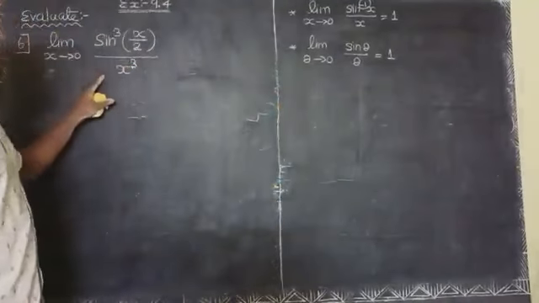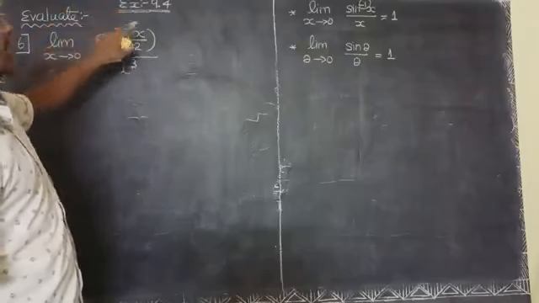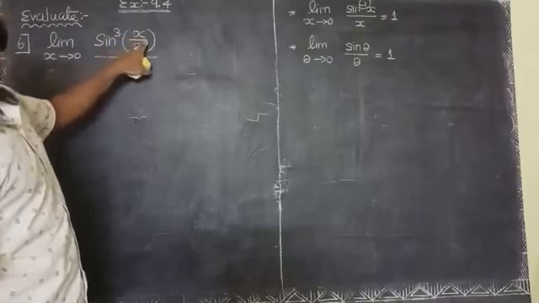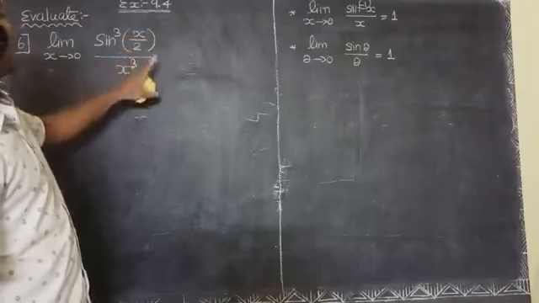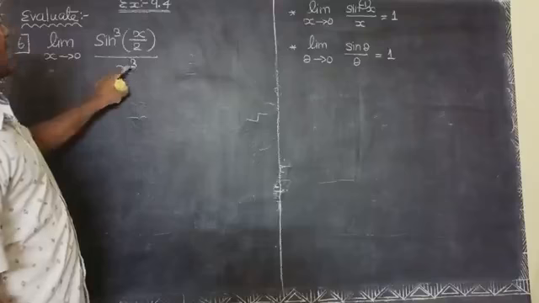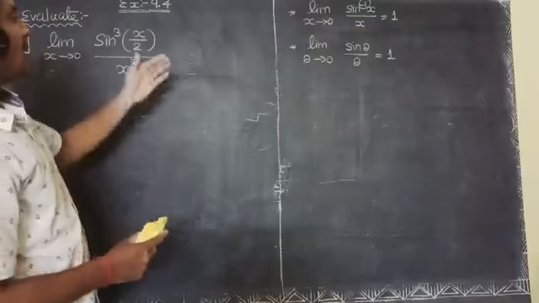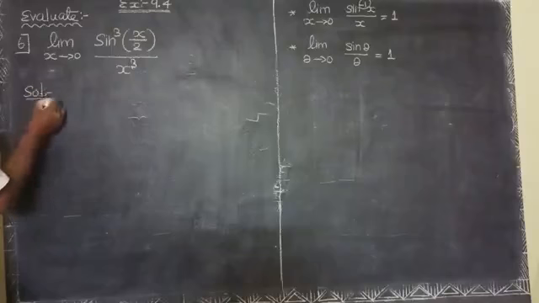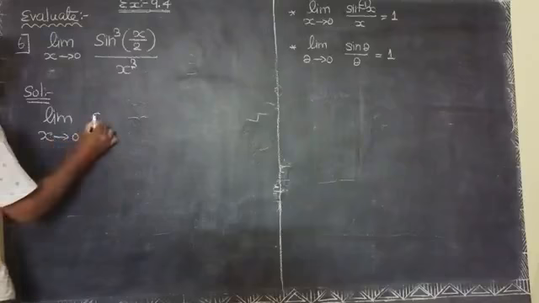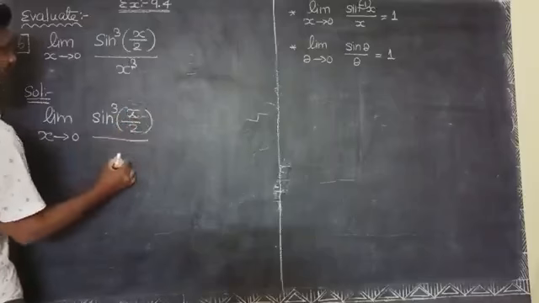In our problem, the trigonometric function, sin cube x by 2, means sin of x cube divided by 2 cube. The denominator is x cube, but 2 cube means we multiply and divide by 2 cube. Solution: given limit x approaches 0, sin cube (x divided by 2) divided by x cube.